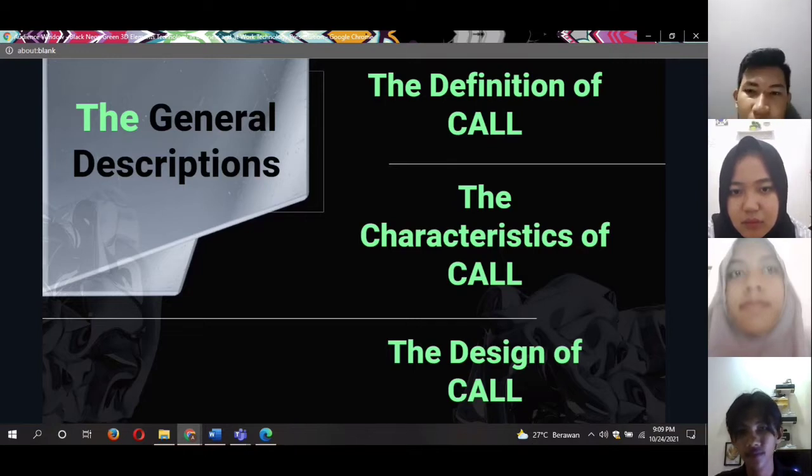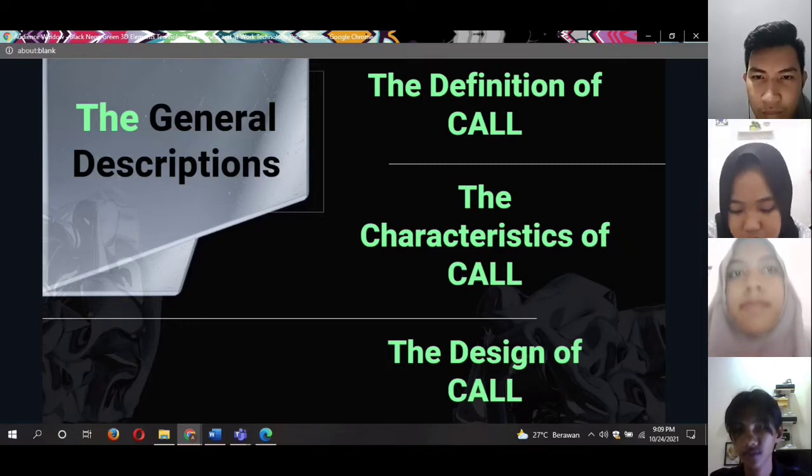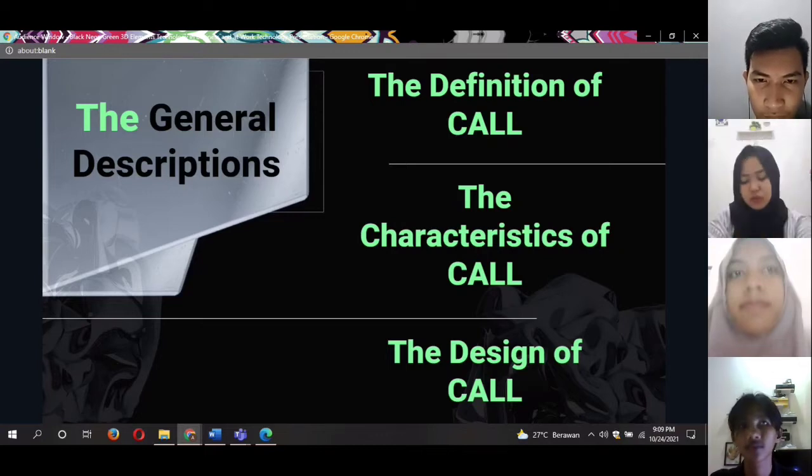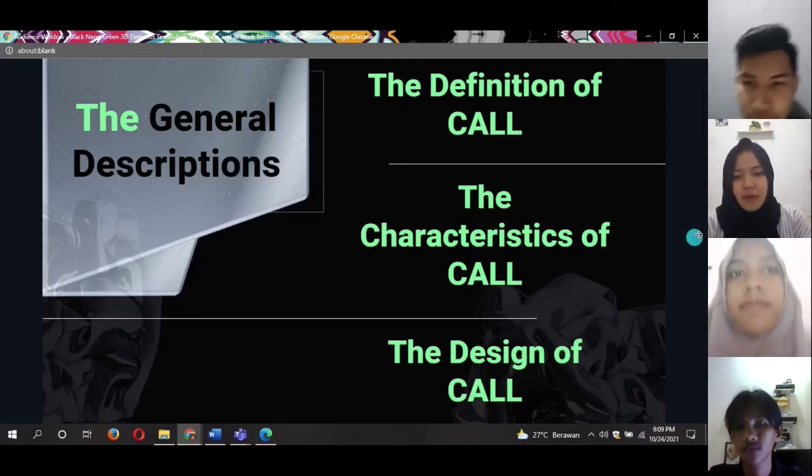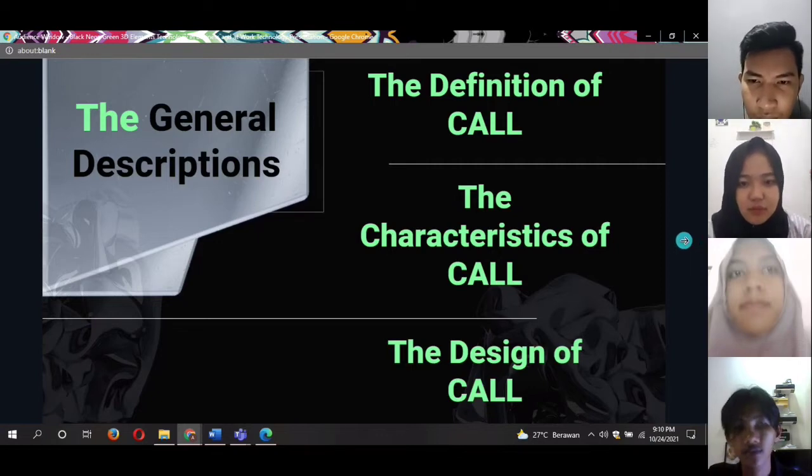CALL covers issues of material design, technology, and theories of pedagogical and instructional modes. Since the nature of computers has changed, CALL persistently develops as pedagogy and technology advance in both hardware and software. CALL can be implemented in and out of the class.